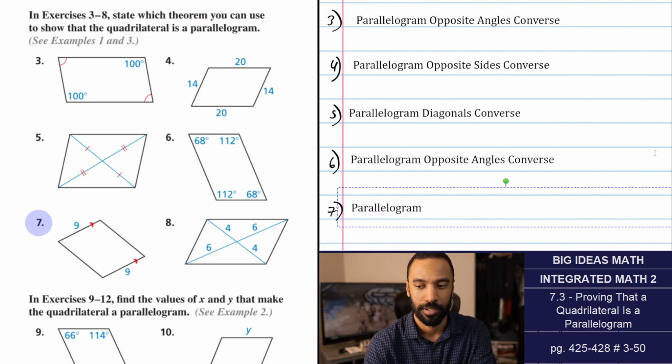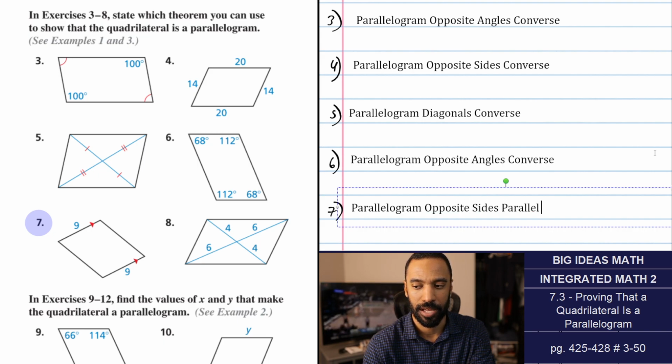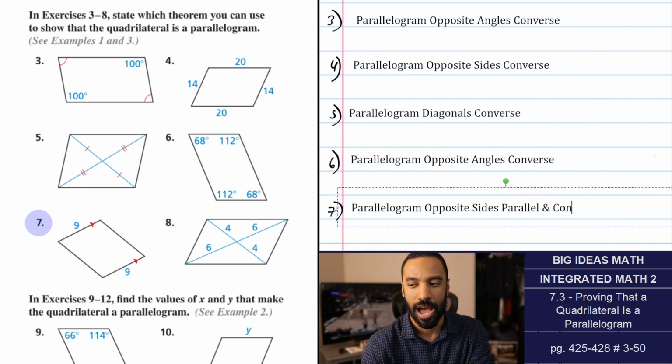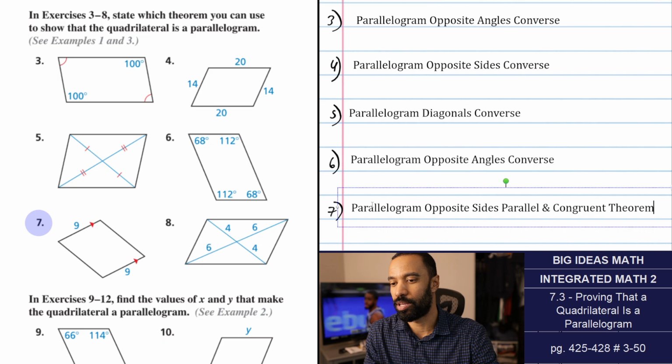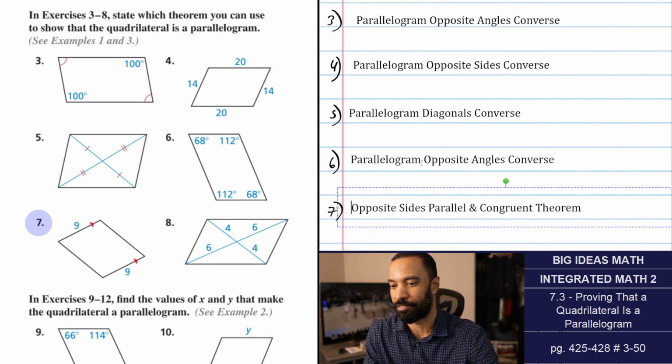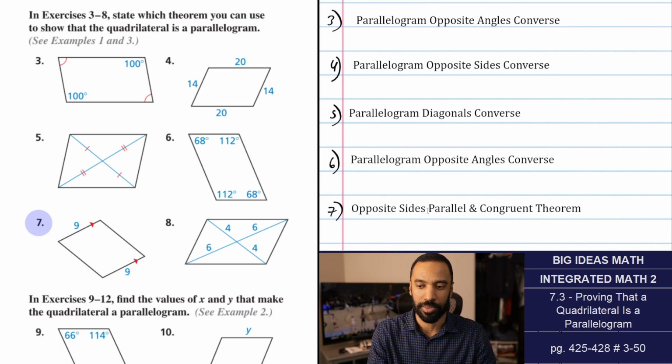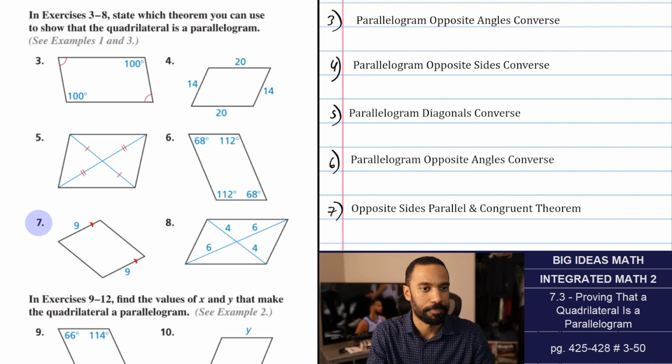Parallelogram, opposite sides parallel and congruent theorem. I feel like suddenly it doesn't start with the word parallelogram. Because the other ones are converse theorems, knowing that if it is a parallelogram, I'm just going to go ahead with that. Opposite sides parallel and congruent theorem. Sorry if the name's wrong, but the concept is right.